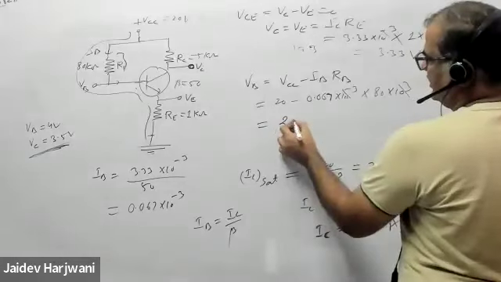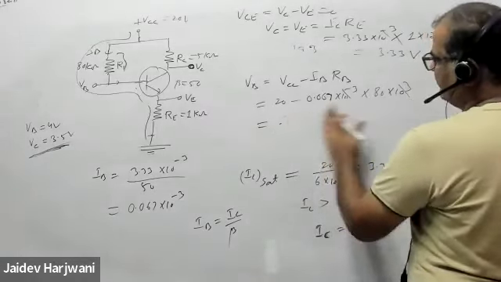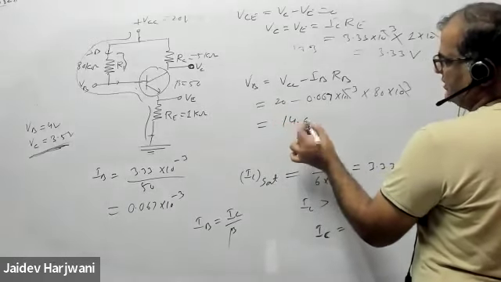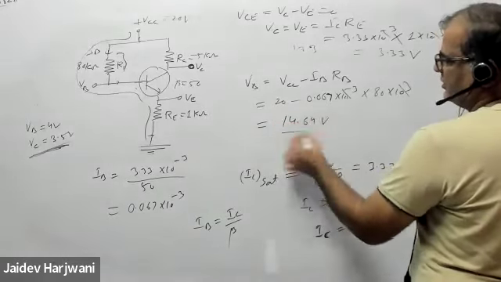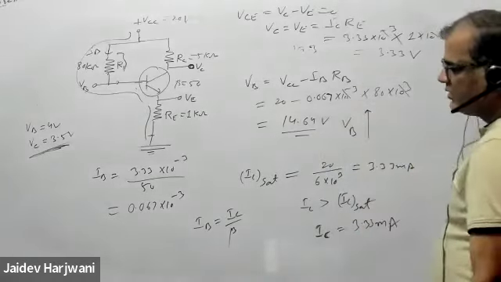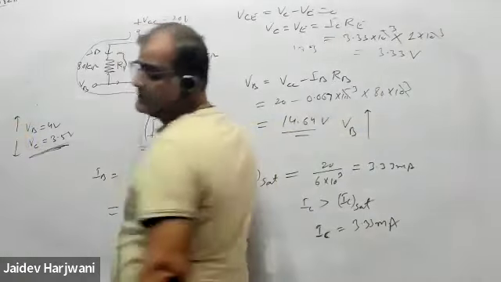So 20 minus, it comes to 14.64 volts. So is VB increasing or decreasing? Increasing, sir. So VB increases, VC decreases.